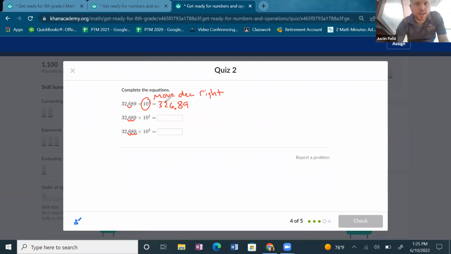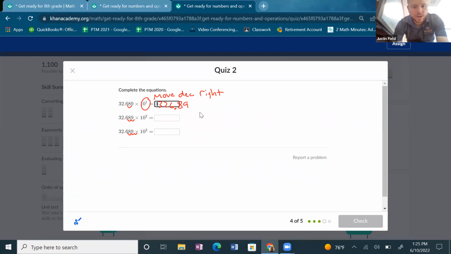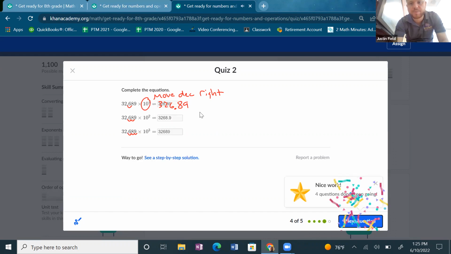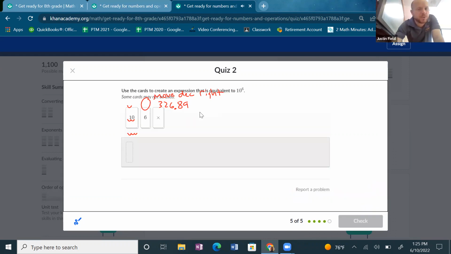All right, so then I'll just write 326.89, 326.8.9, and then 32689. And if it had asked us to move over another one, then we would have just added a 0. Use the cards to create, and yeah, so I'll let you do this one.